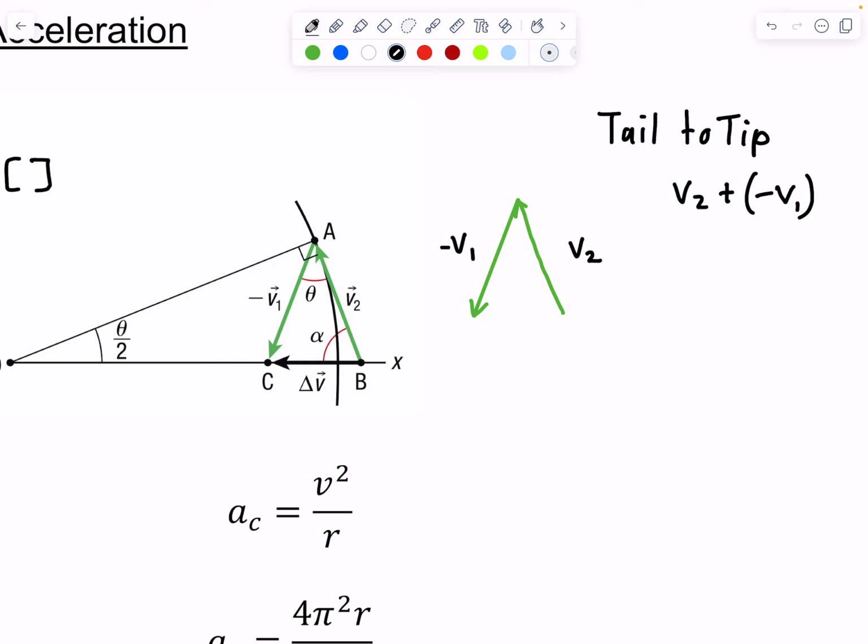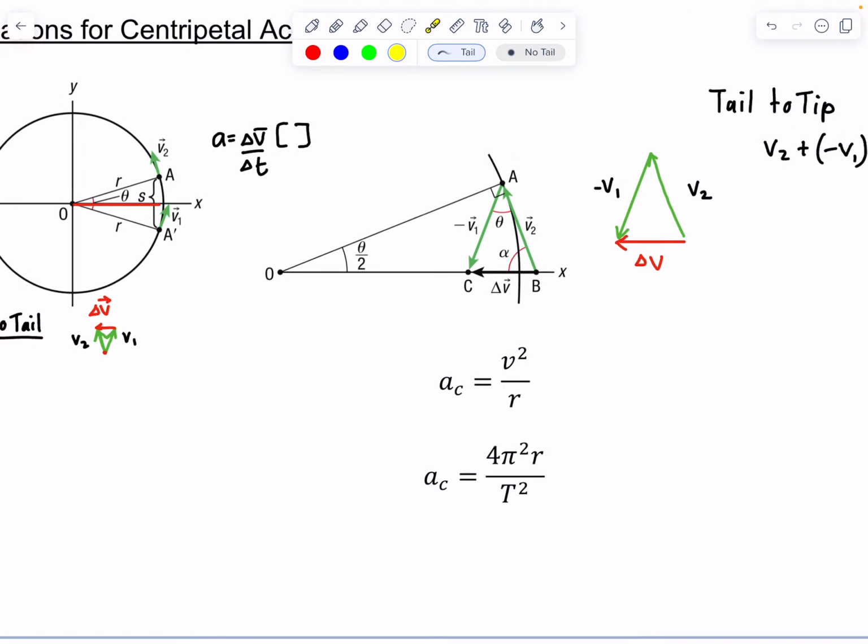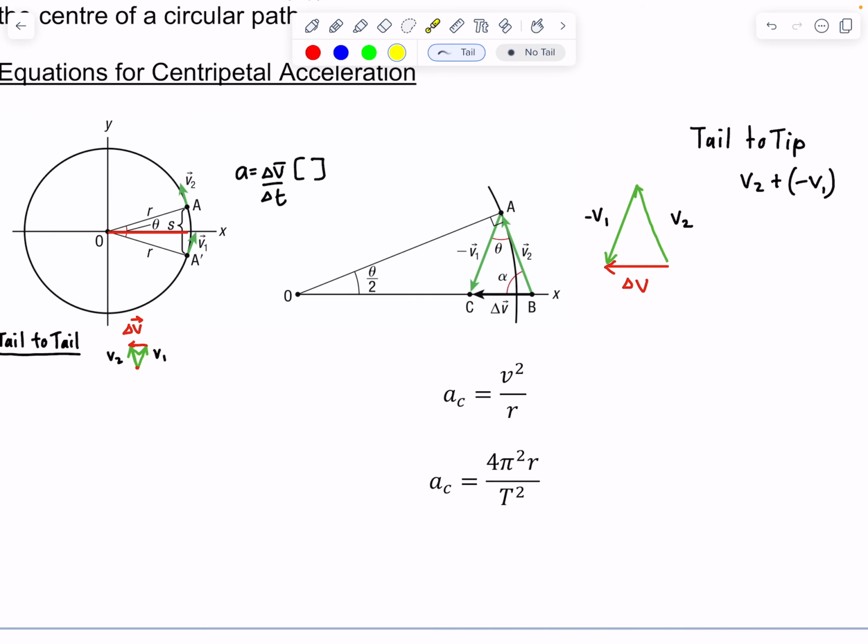And we'll see that the answer, delta v, is the line that joins the tail of the first to the tip of the last. In both of these examples, we can see that the acceleration is in the direction of delta v, and both of these delta v's are pointing towards the center of the circle. All right.